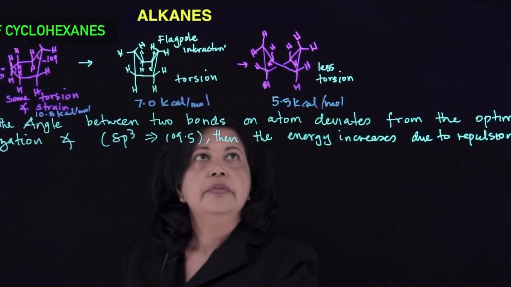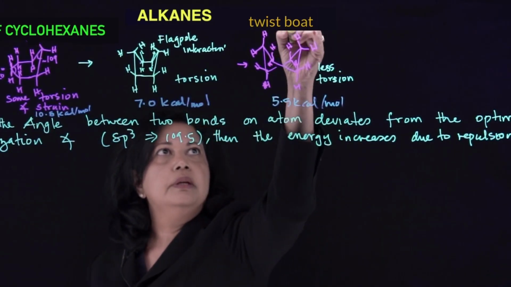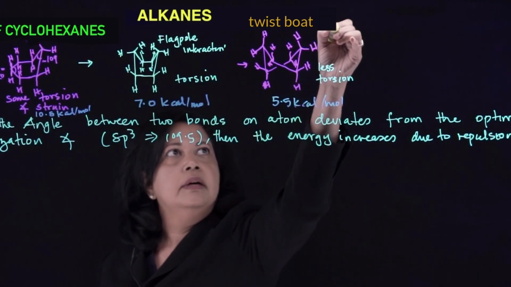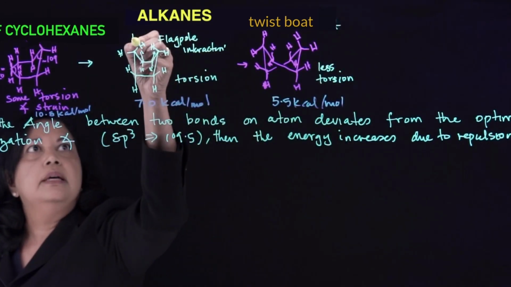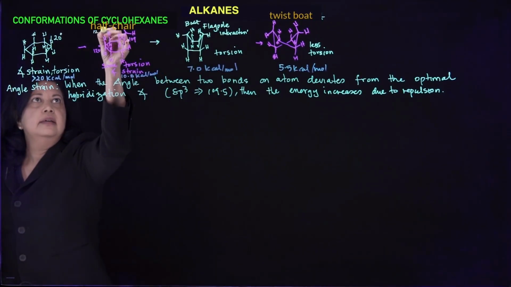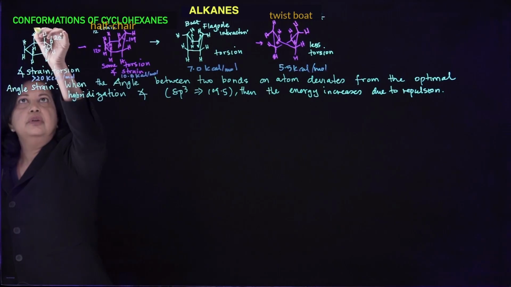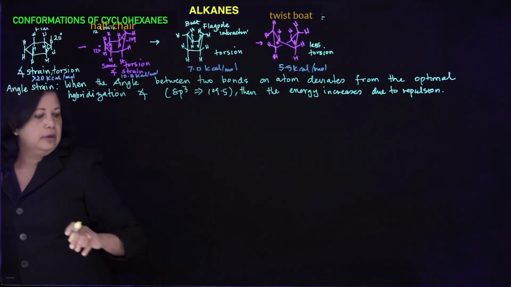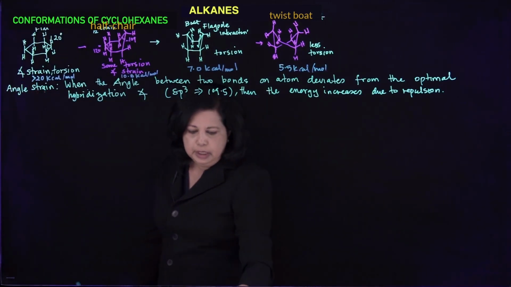Okay, again, this is your twist boat. This is your boat. This is your half chair. And this is your flat. Those are all the different conformations that you could go through.